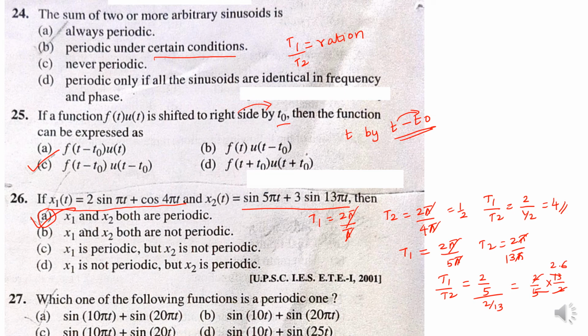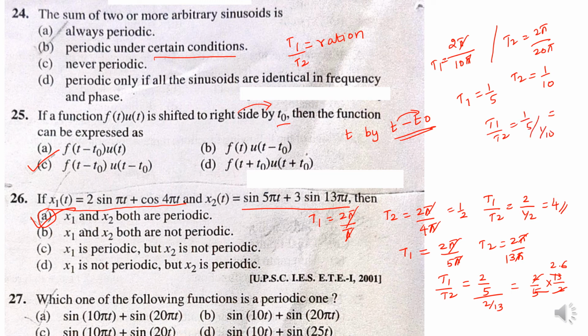Next, which one of the following is the periodic one? See the first one, the A, that is 2 pi divided by 10 pi, that is T1. What is T2? 2 pi divided by 20 pi. So pi gets cancelled. T1 is 1 by 5 and T2 is 1 by 10. So T1 by T2 is 1 by 5 divided by 1 by 10. So 1 by 5 into 10, so 2. So the first one is the correct answer, the periodic one.